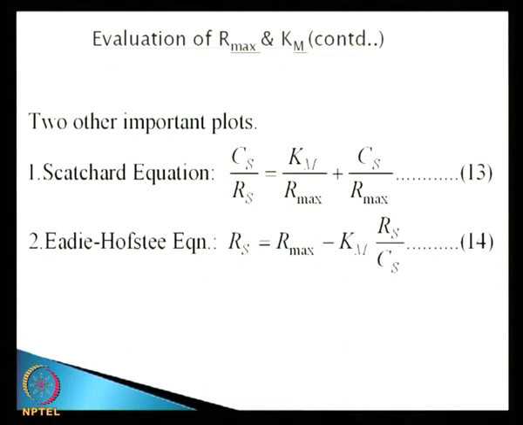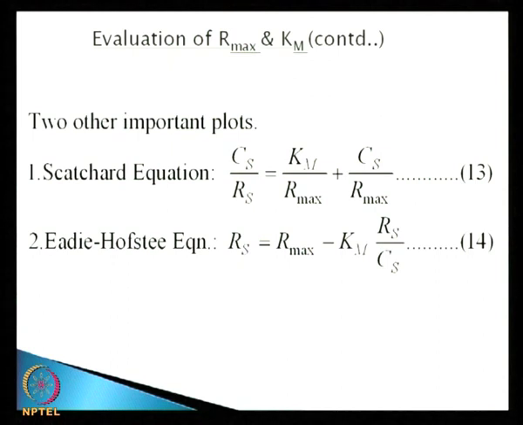So, here what you have is C_s over R_s equals C_s over Rmax plus Km over Rmax, in the Scatchard equation. If your data is available as C_s over R_s, maybe your one set of data is available as C_s over R_s versus C_s. It is possible, we are not aware how you collect the data. Depending on how you collect your data, you decide what form of the plot you want to use. So, equation 13 uses C_s over R_s: that is your y axis, and your x axis is C_s.